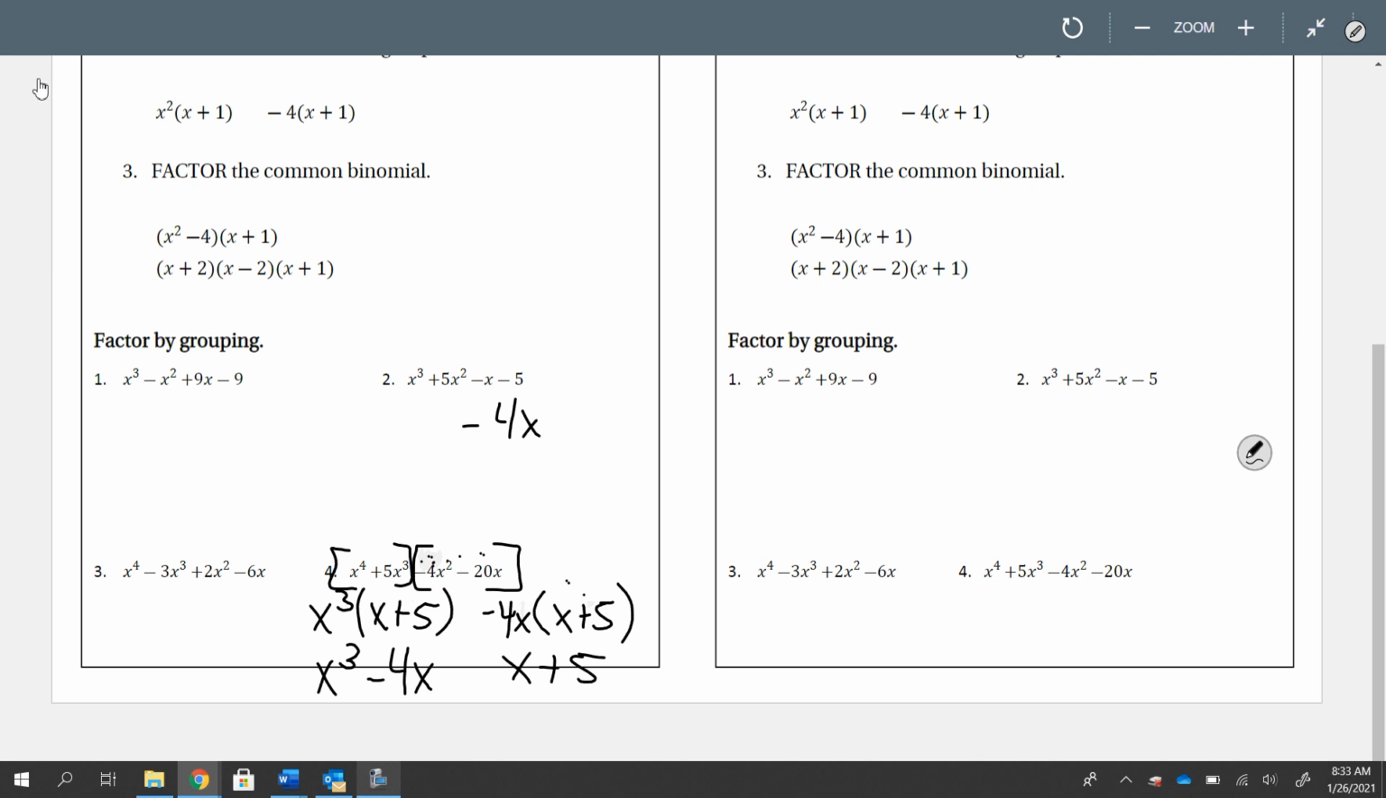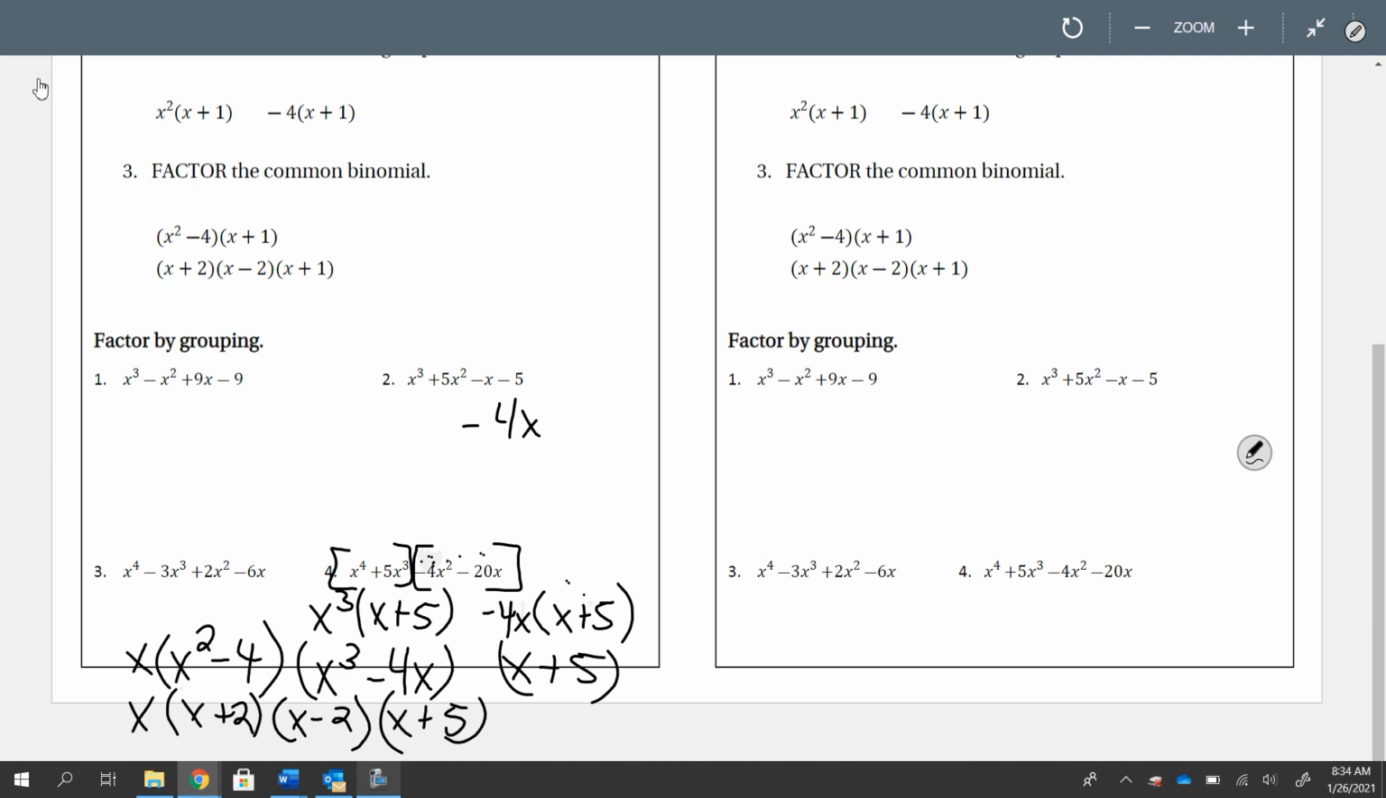Watch this. There's a greatest common factor here between these two. It's going to be x. Let me write it over here. X is the greatest common factor, and we're left with x squared minus 4. When we look at that, we see that is a difference of perfect squares, so we're going to factor it out. So x, the greatest common factor, is on the outside, and then x plus 2, x minus 2. Again, we just need to know that by now. And then finally bring the x plus 5 down, because that was the common binomial.